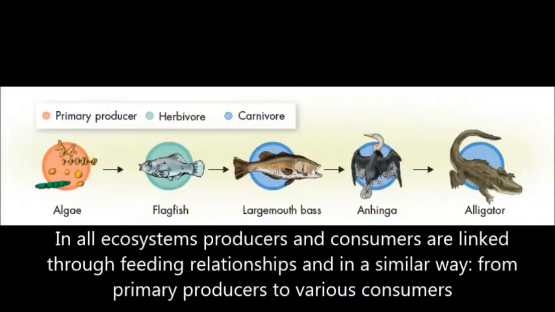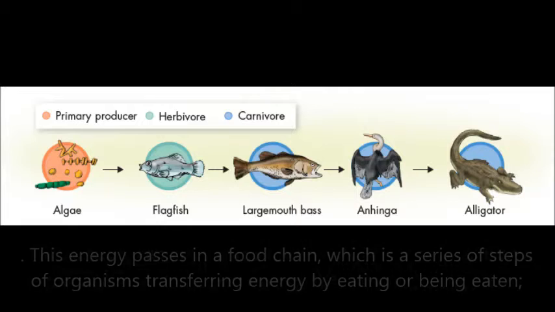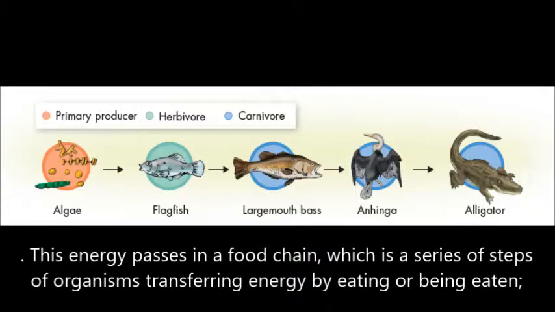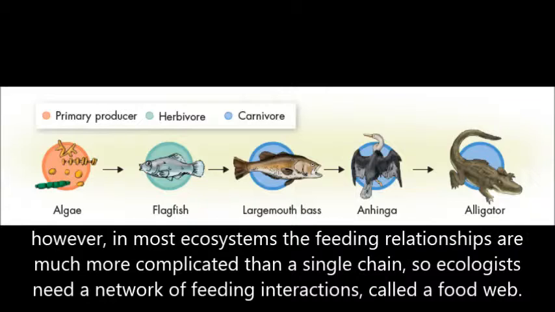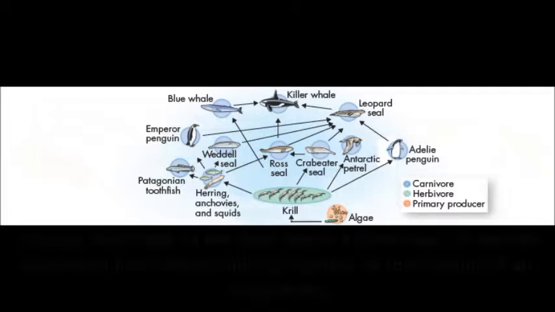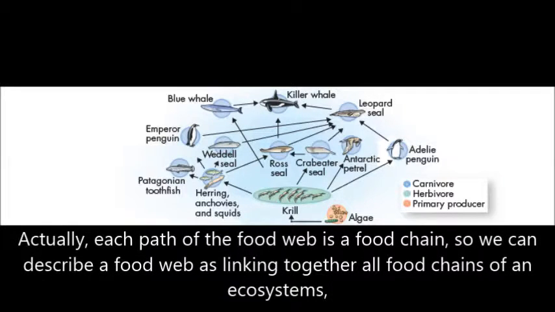In ecosystems, producers and consumers are linked through feeding relationships, from primary producers to various consumers. This energy passes along a food chain, which is a series of steps of organisms transferring energy by eating. However, in most ecosystems, the feeding relationships are much more complicated than a single chain, so ecologists need a network of feeding interactions called a food web. Actually, each path of the food web is a food chain, so we can describe a food web as linking together all food chains of an ecosystem.